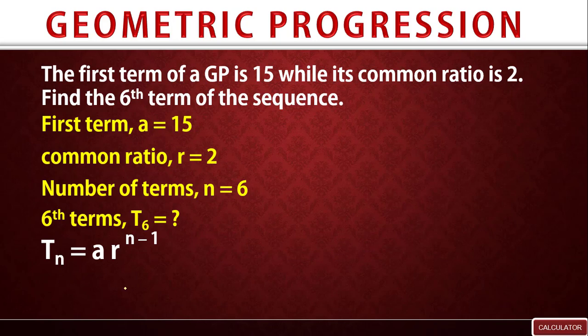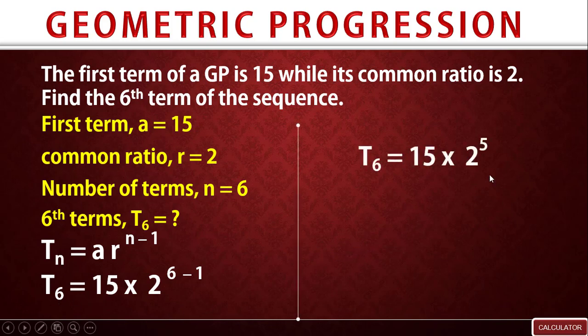So let's put that in, and so we have T6 equals 15 times 2 raised to the power 6 minus 1. Don't be confused right here with the times that we have here. AR simply means A times R. That's the reason why we have 15 times 2 raised to the power 6 minus 1. So what is 6 minus 1? That will give 5. And so we have 2 raised to the power 5 there. So our T6 equals 15 times 2 raised to the power 5.